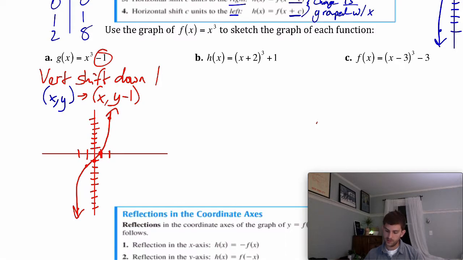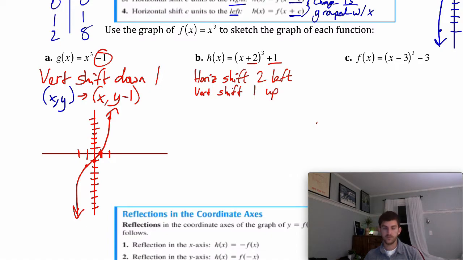For b, which is h of x, we've got a +2 and a +1. That +2 is grouped with x, so it's going to be a horizontal change. So we're going to have a horizontal shift. Now remember, the horizontal stuff is always a little bit backwards. We're going to shift it 2 to the left. Then that plus 1 on the outside, not grouped with x, is going to be a vertical shift, 1 up.